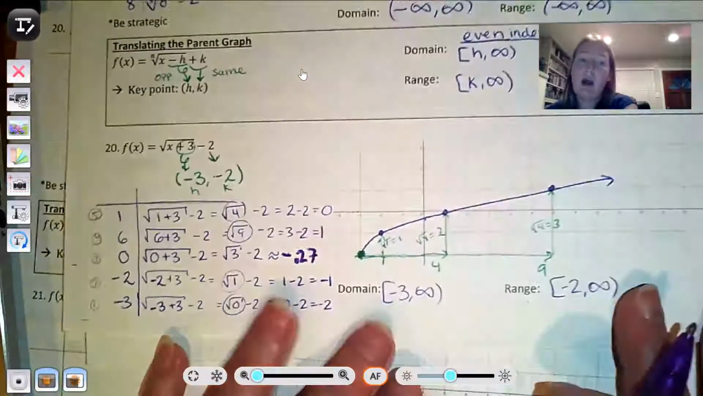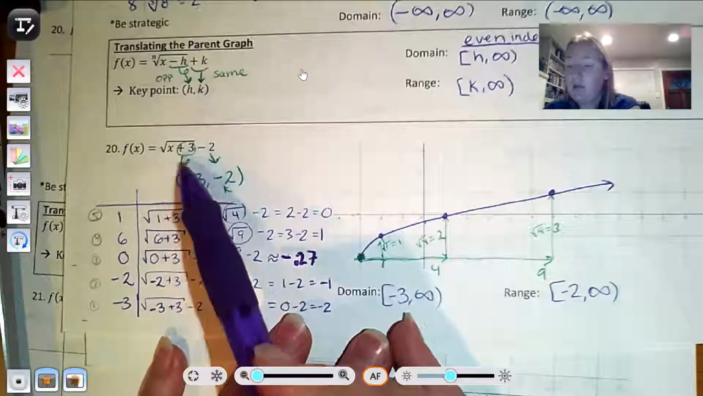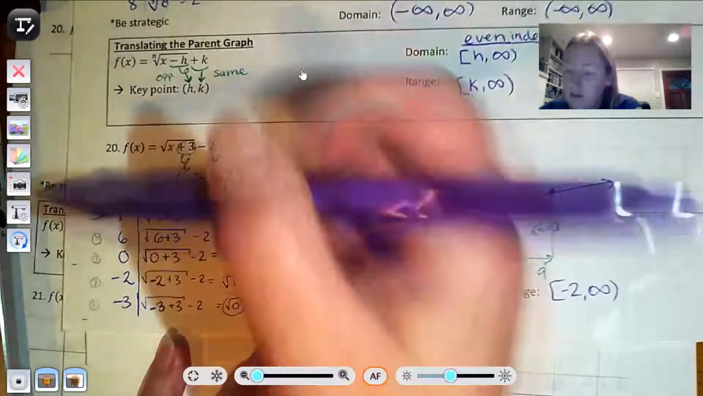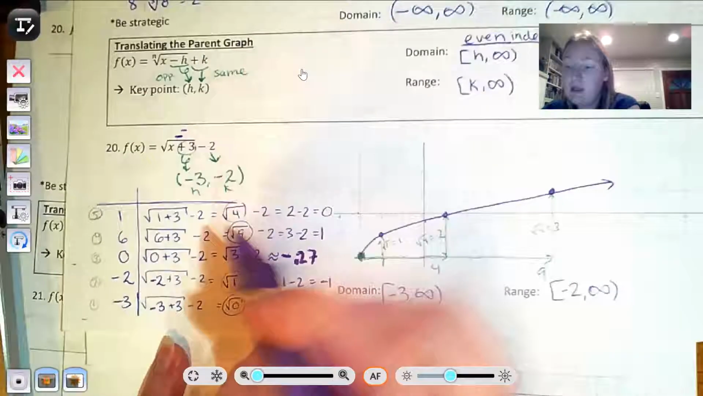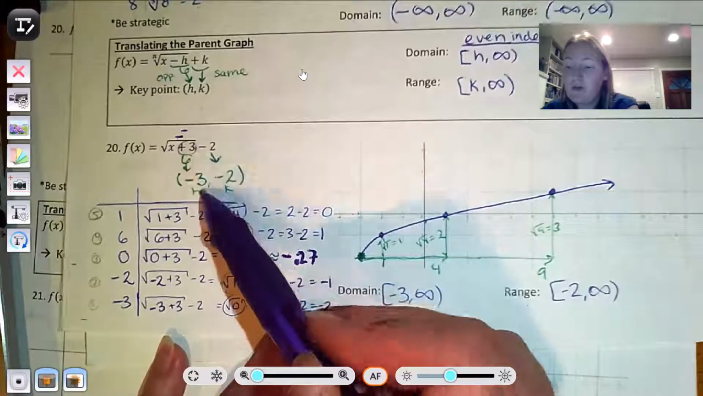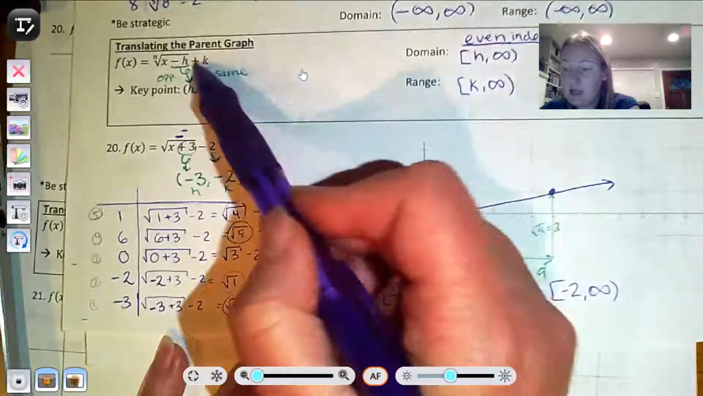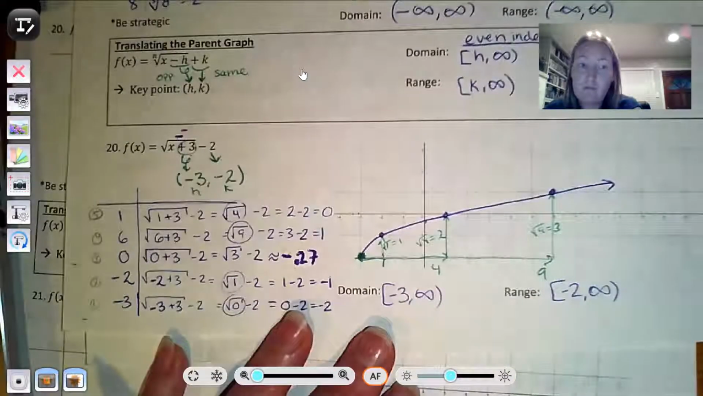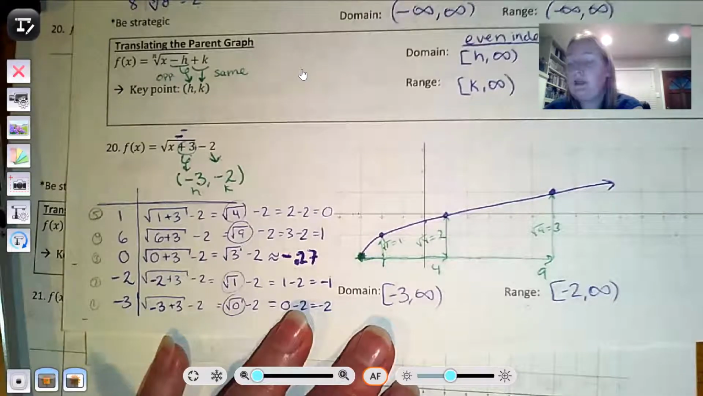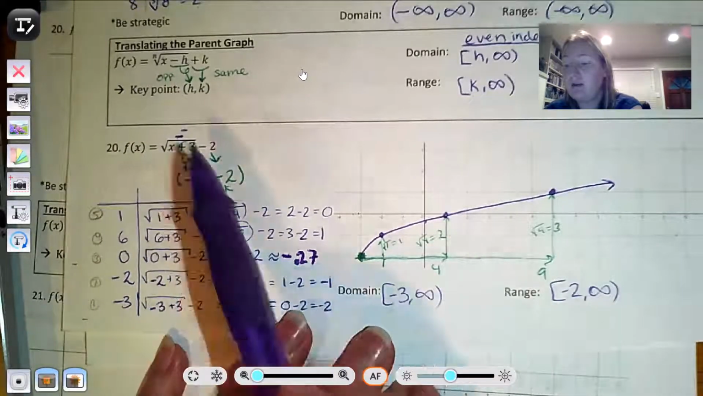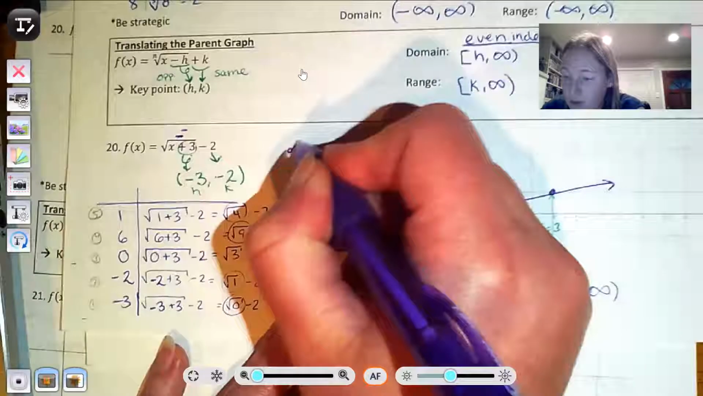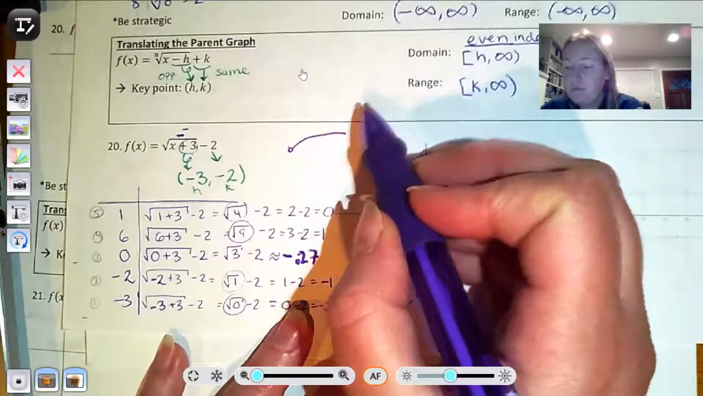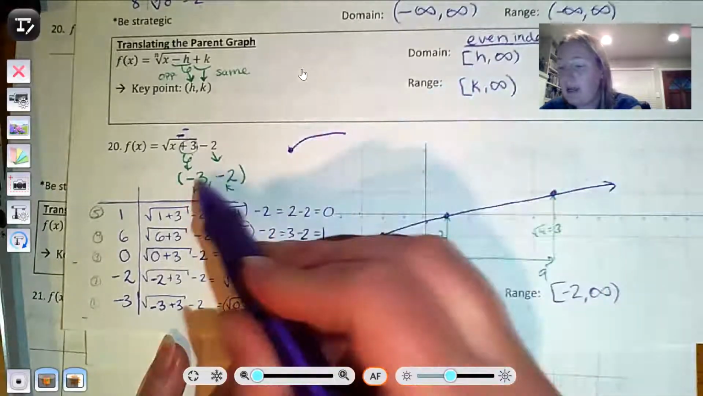I wouldn't memorize these. I would just look at the function I have and determine the domain and range from that. So I've graphed one here where, because of this negative, this would have been minus a -3. So really it's -3 for the h, and then it says plus k, so it's plus -2. So it's -2 for the k. And so that key point for my square root function, the one that kind of looks like the shape of a square root, that key point is at (-3, -2).